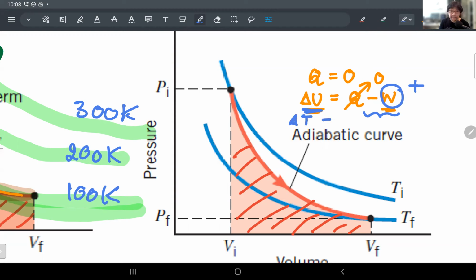With me? And when the negative delta T happens, that means you are changing the temperature, but the change is in the downward direction. So that means in this adiabatic process, while the system is being expanded, W is positive, your temperature will be lowered. And that's why on the adiabatic curve, you're going to have a jump down from a higher isotherm to a lower isotherm during the expansion. Cool.